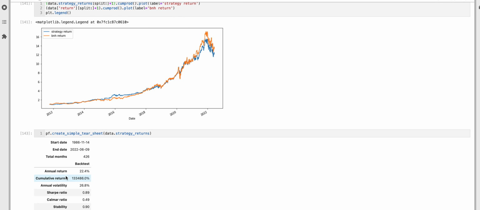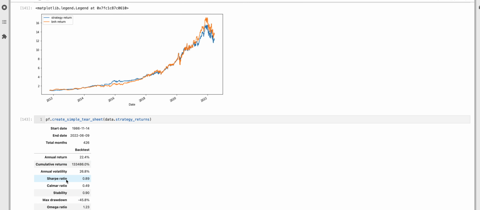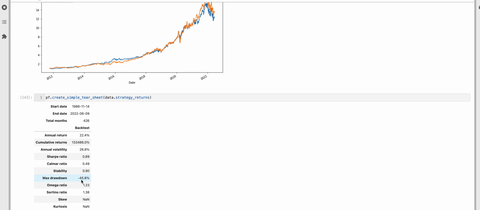I look at the Sharpe ratio. It has improved to 0.89 and the maximum drawdown of 45.8%.